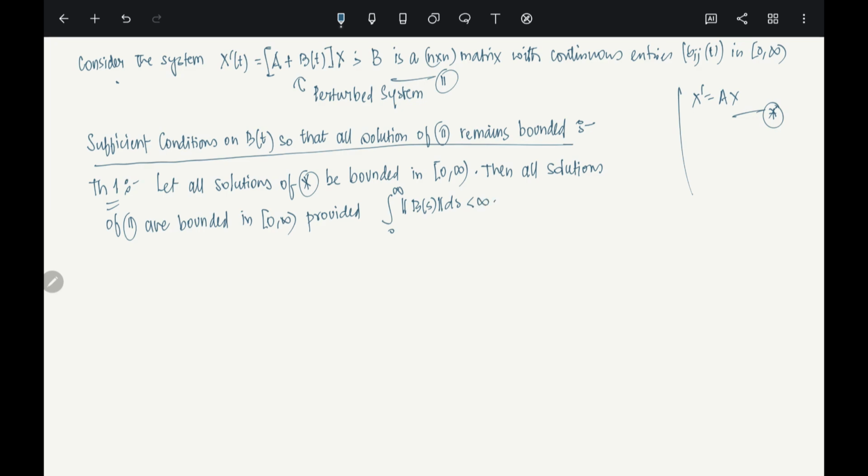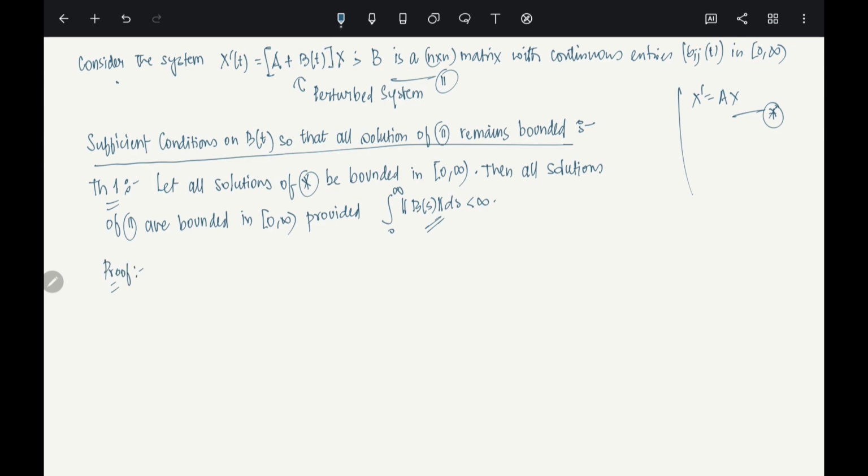What does the theorem say? The homogeneous problem has many solutions; once you put in an initial data the solution is unique, but generally it has many solutions. If you are interested in the solutions of the perturbed equation, you look at the homogeneous problem. If all its solutions are bounded, then all solutions of the perturbed equation are also bounded, provided that the integral from 0 to infinity of the norm of B(s) ds is finite. So let's look at the proof.